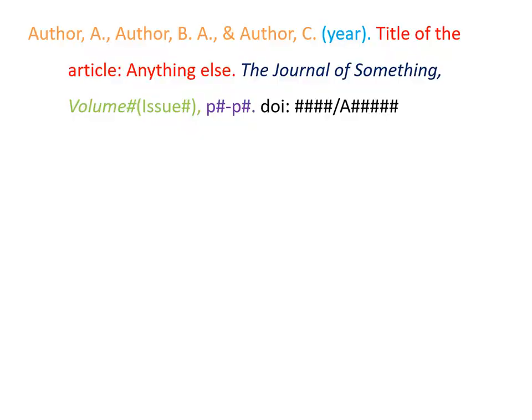If we go back to the format of a journal article, you can see that in the dark blue italics, it says the journal of something. This is where you put the name of the journal.